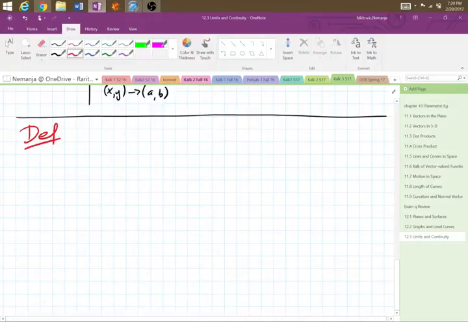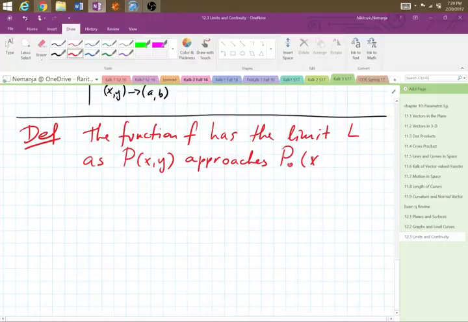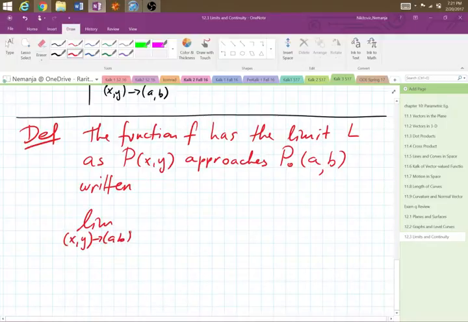So what does it say? The function f has the limit L as P(x, y) approaches P0, which is (x0, y0), or actually, sorry, (a, b), easier. (a, b), written like this.